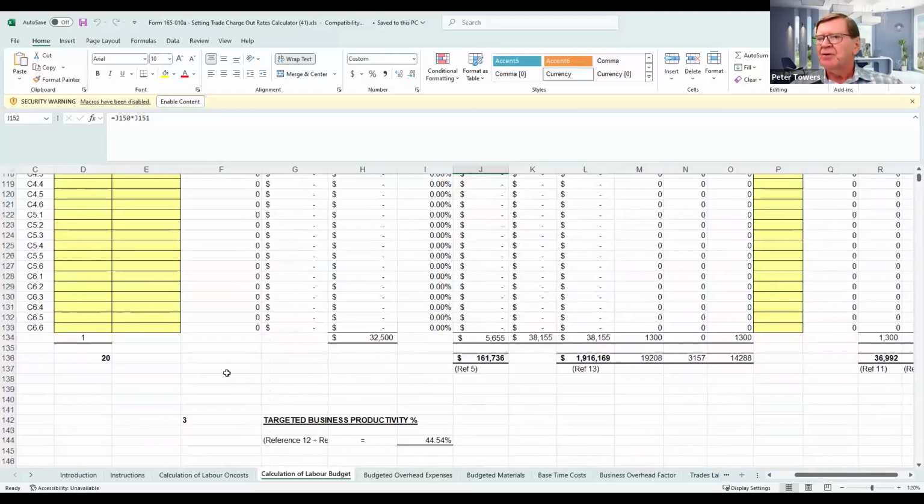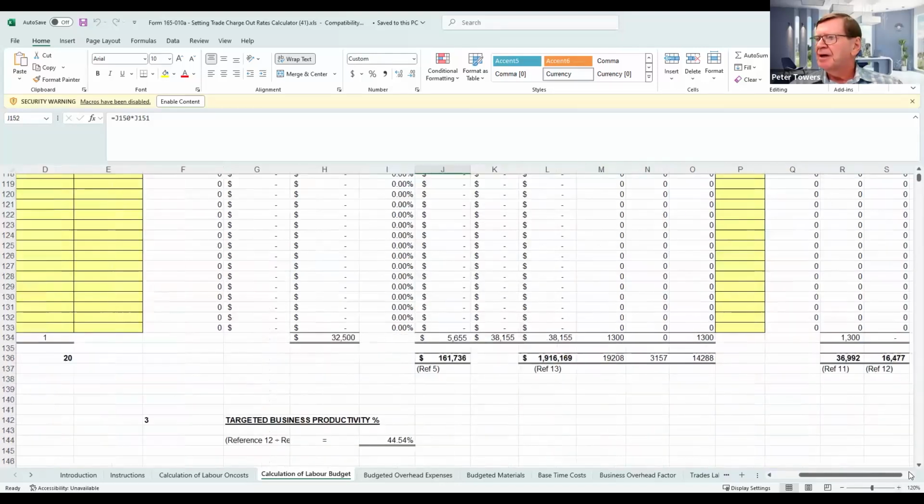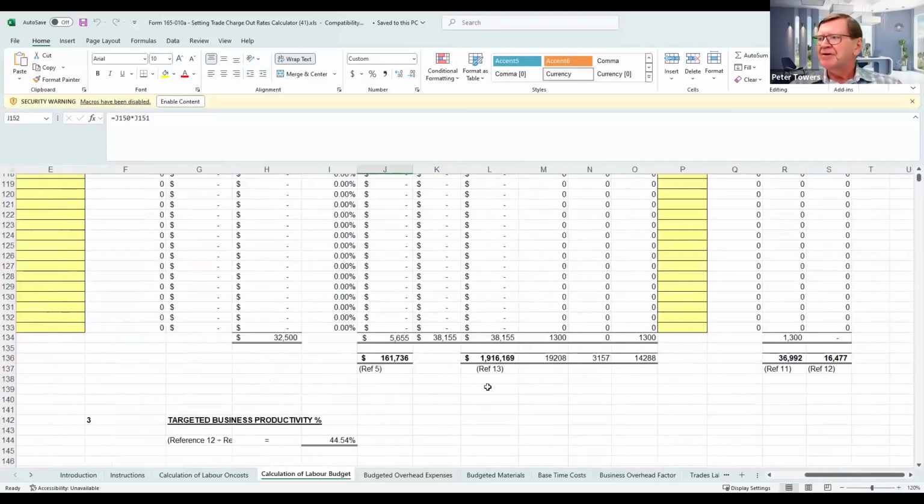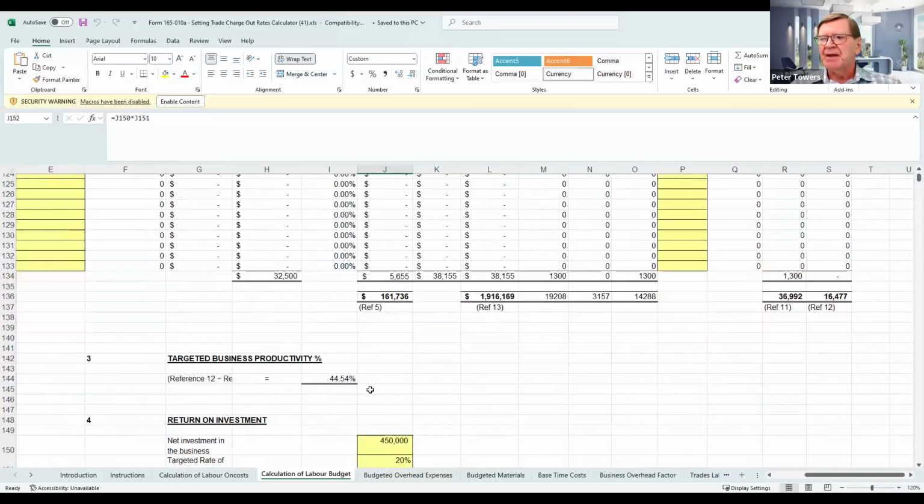So at the end of that, the system has determined the total labour cost, which is including on cost, of 1.91 million. The paid hours is 36,992. The recovered hours, or the chargeable hours, is 16,477. So we've calculated the productivity percentage on the total labour is 44.54.